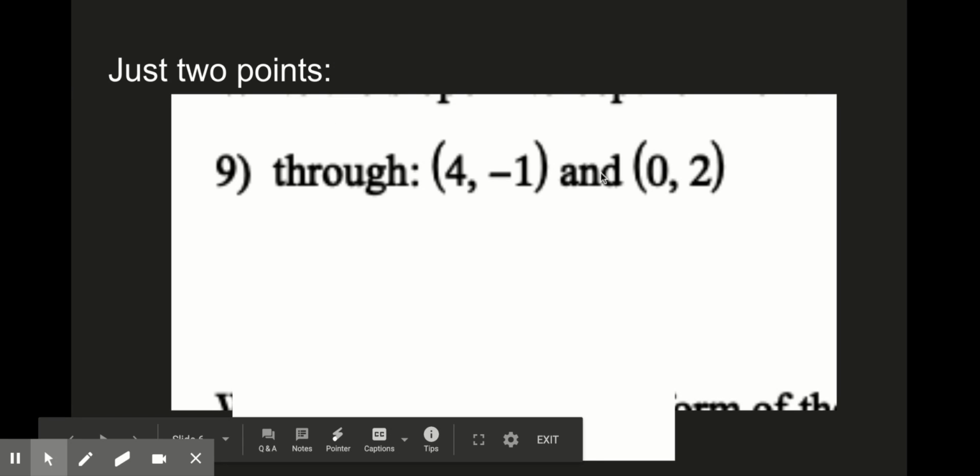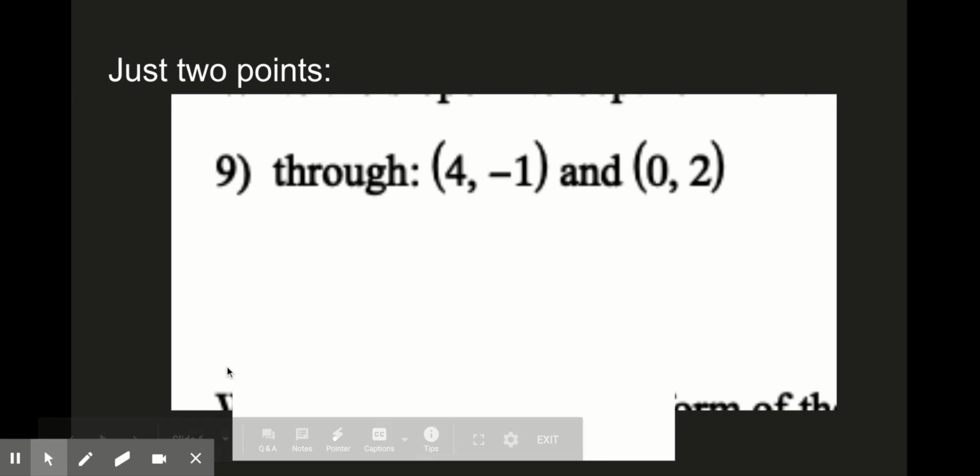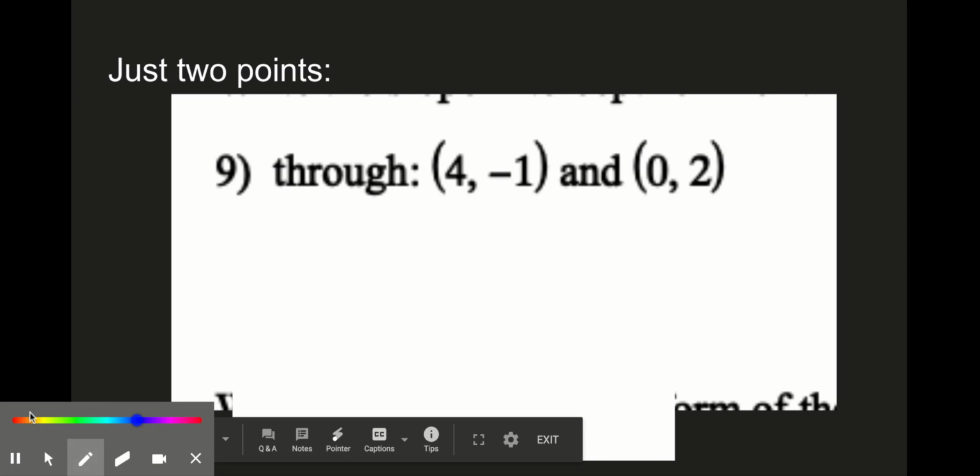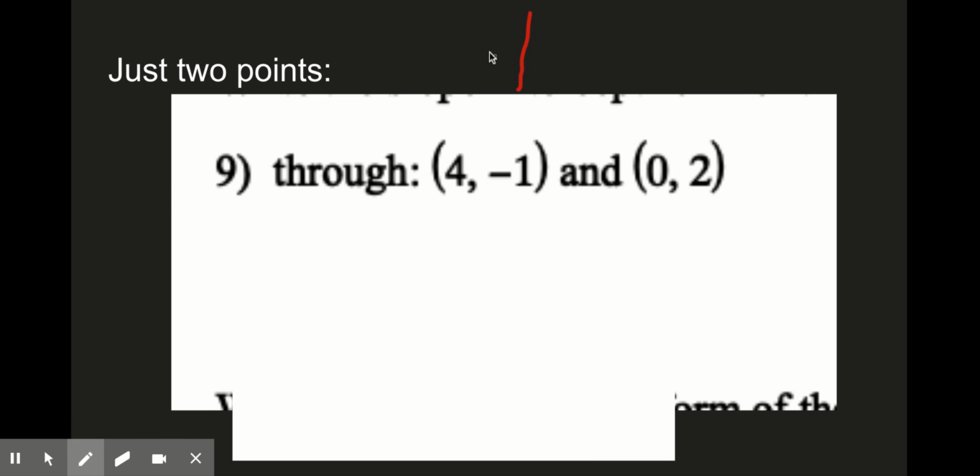All right, next possibility. I don't give you the slope. I just jump right in and say there's 2 points. If you imagine what this looks like, I'm saying there's a coordinate plane, and there's these points, (4, -1) and (0, 2). And obviously there's got to be some line that goes through those points. What's its equation?